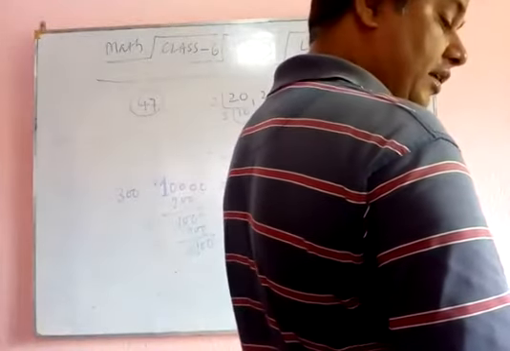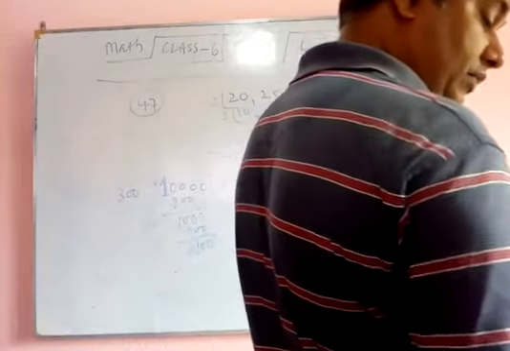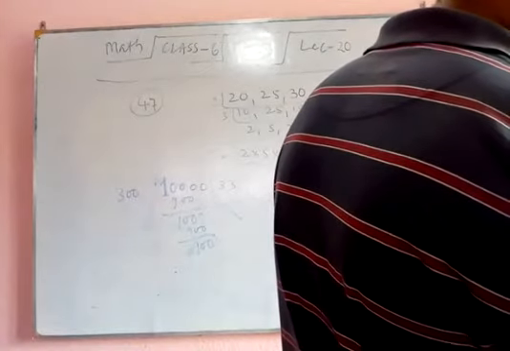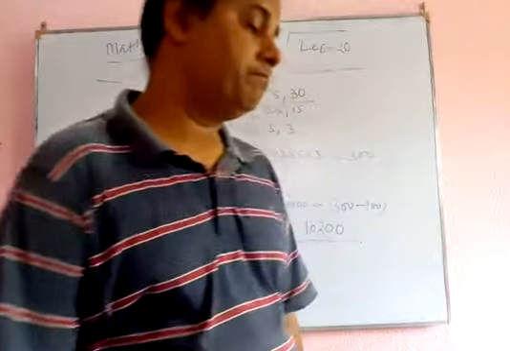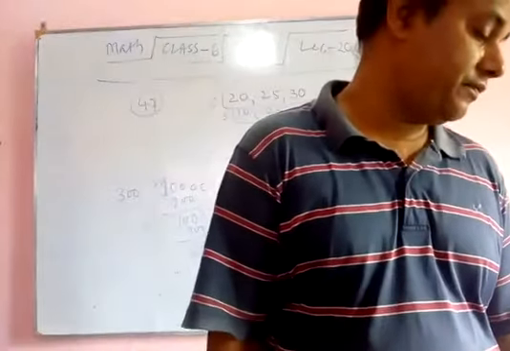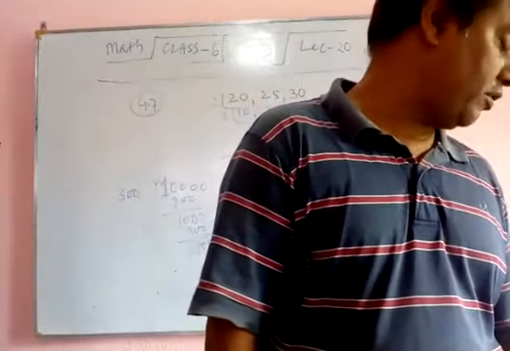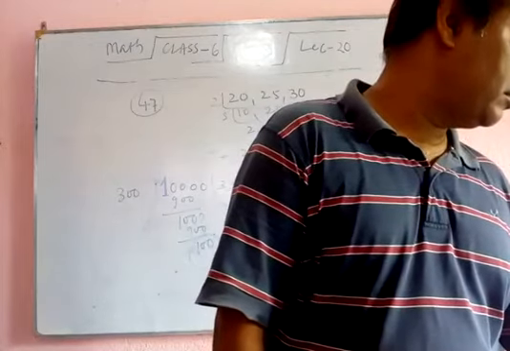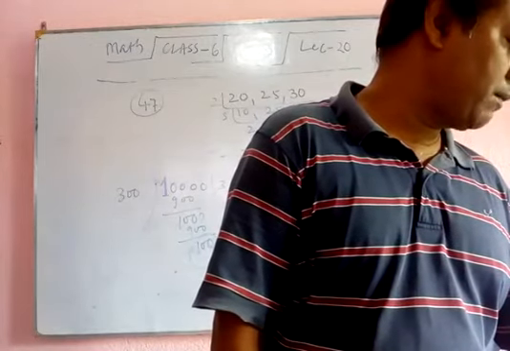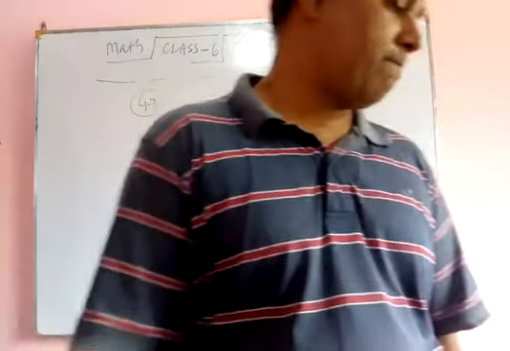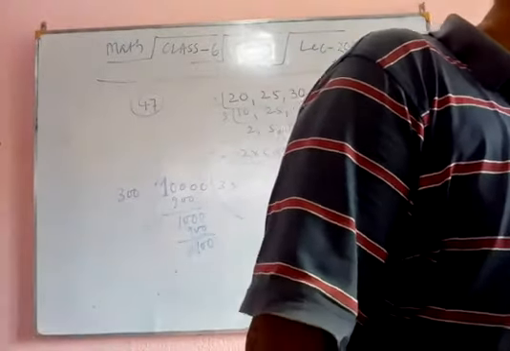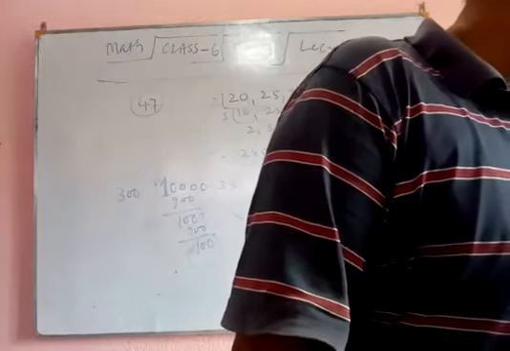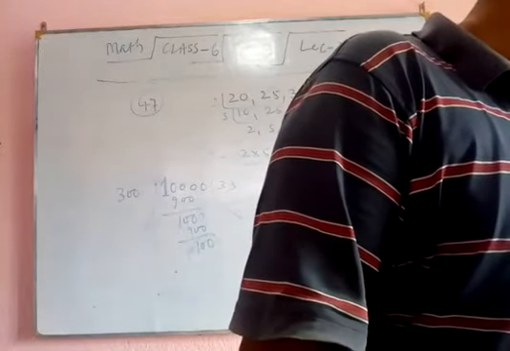Now Exercise 3.6 is given. There are 11 questions. Some questions have sub questions also. You have to solve all the questions of this exercise. Now the summary is there, then the Sharpen Your Mind topic is there.